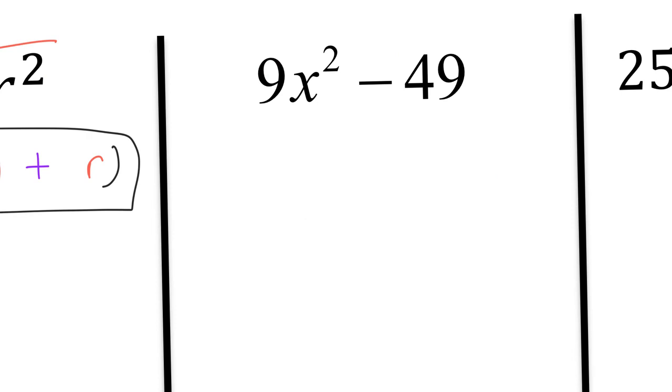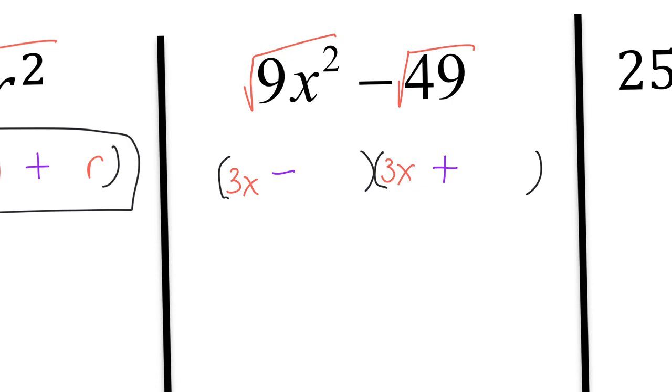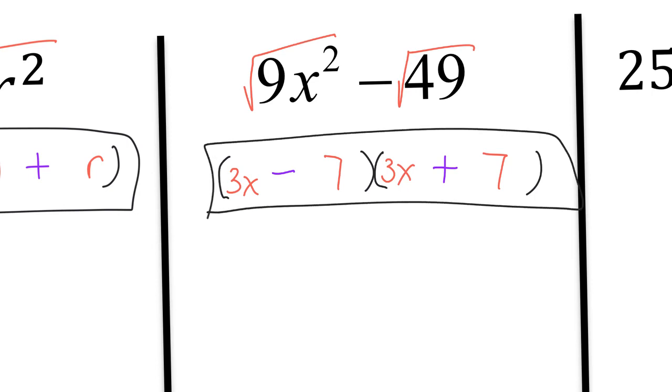Alright, so let's try this one here. 9x squared minus 49. 9 is a perfect square number. 49 is a perfect square number. They do have a perfect square root. So I'm going to use the square root of 9 right here, which is 3. And the square root of x squared is x. 3x. I'm going to set up my signs, minus and a plus. And the square root of 49 will be 7 and 7. So you guys would get 3x minus 7 times 3x plus 7.